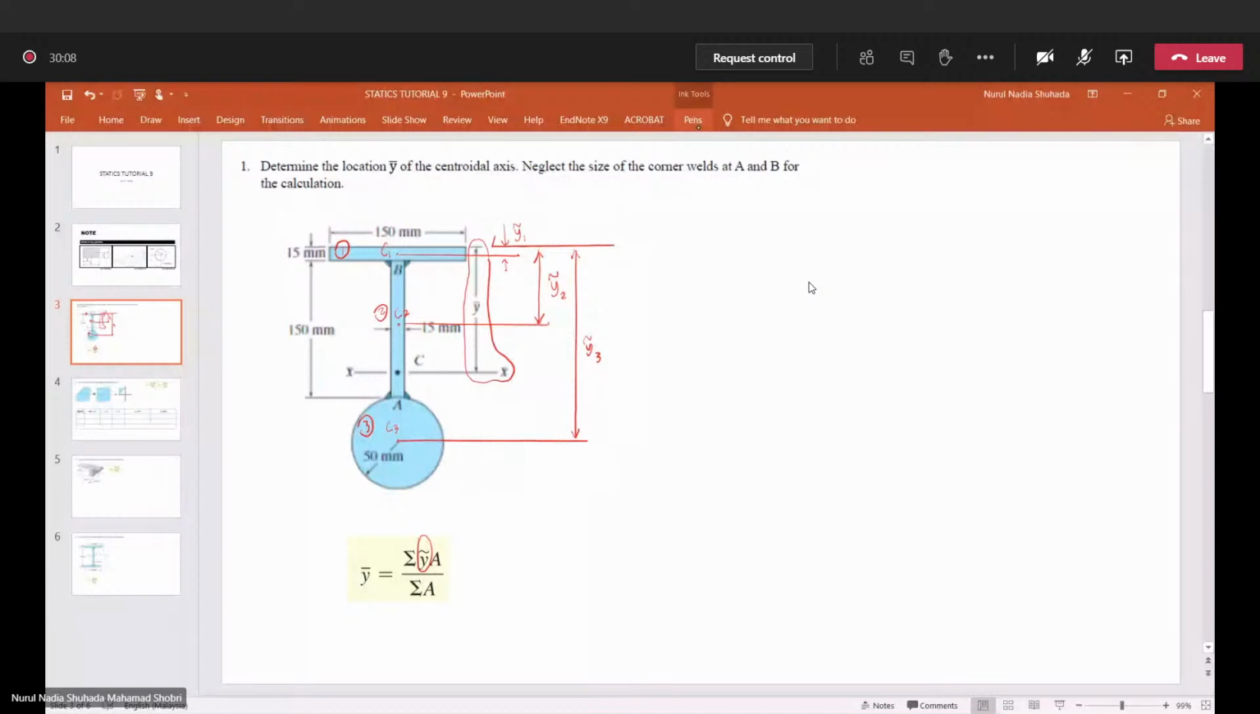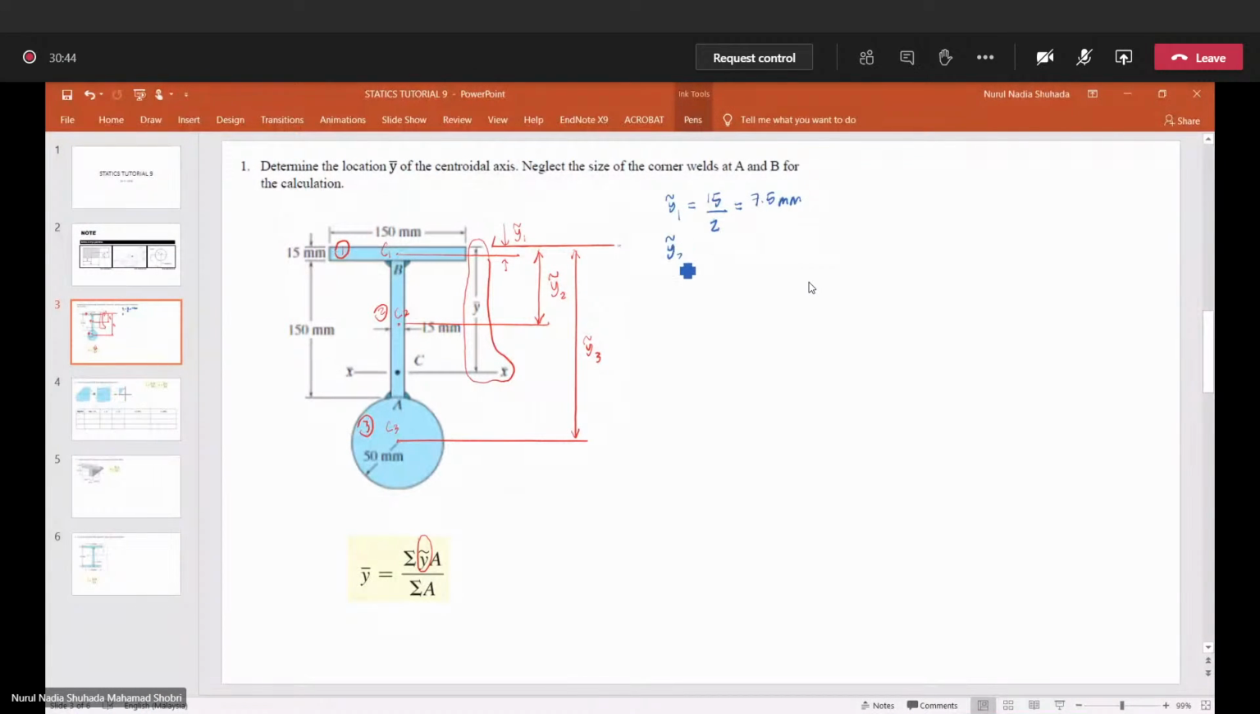Now we can find the value for each y. We start with y1. Because the starting point is here and the total length here is 15, you just need to divide by 2, and you will get 7.5 mm.